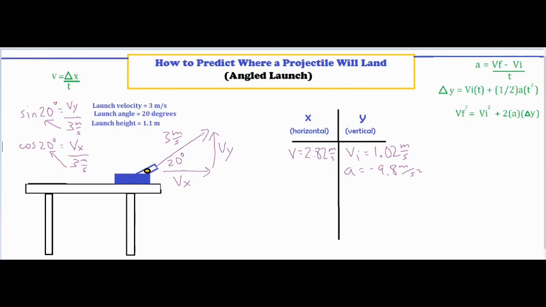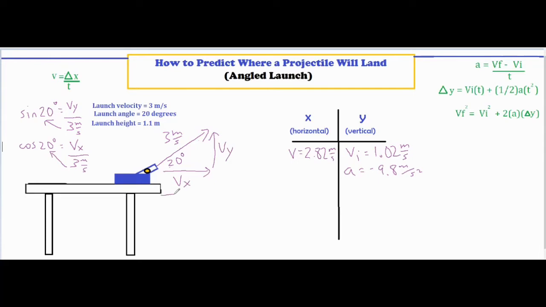Okay, now normally if you're doing an angled launch where it returns back to the same height at which you launched it, you could say your initial is 1.02 and then your final is negative 1.02 once it reaches the ground. But it's going to hit that negative 1.02 around here, but then it's going to fall an additional 1.1 meters. So in this case, we can't use a Vf of negative 1.02.